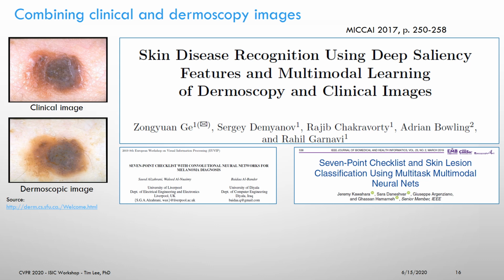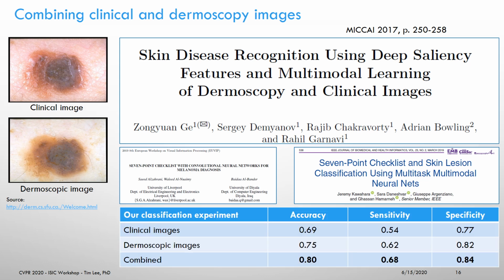We conducted a preliminary study with clinical and dermoscopic images and found that dermoscopy has more power to classify melanoma, but adding clinical images could improve the result by 5 to 10%. 5% is with respect to the dermoscopic images and 10% for the clinical images. The improvement is in line with the three papers I mentioned here.